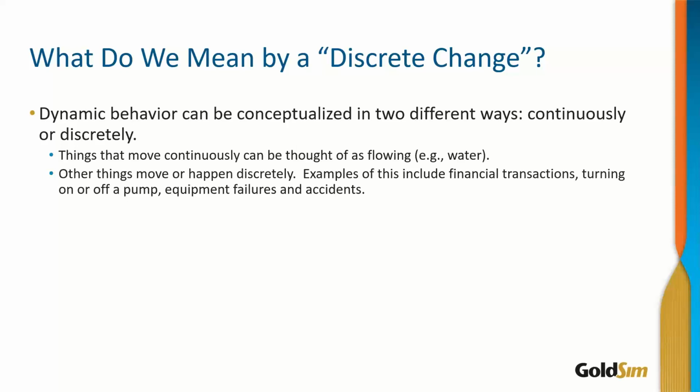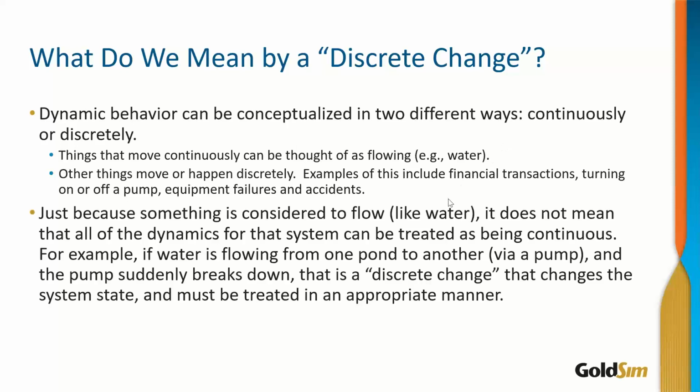But other things in a model can actually move or happen discretely. So in the example of a water management model, we turn on and off a pump, and turning on and off a pump is an instantaneous feature, and so it doesn't happen continuously. It's a sudden occurrence. Other examples would be things like an equipment failure or an accident. Just because something is considered to flow like water, it doesn't mean that all of your dynamics can be treated as being continuous.